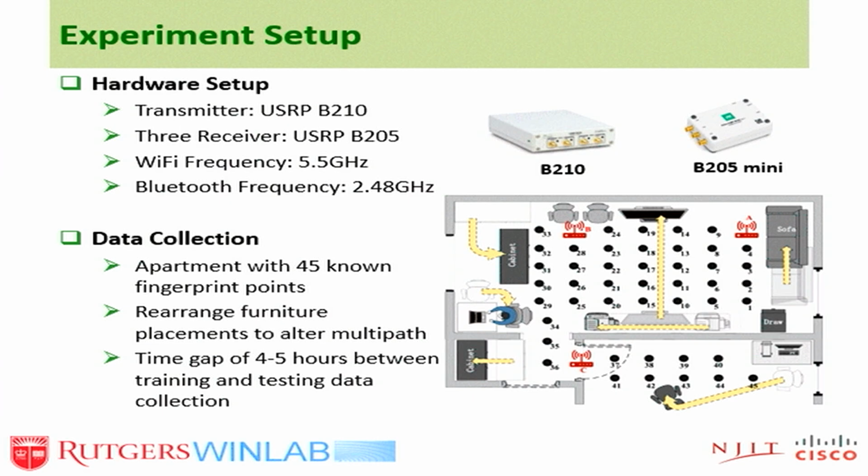Based on such a system, we also need to evaluate its feasibility. Therefore, we conducted experiments using USRP devices, which operated at Wi-Fi and Bluetooth frequencies separately. For data collection, we built a testbed that includes 45 known fingerprinting locations in an apartment. To simulate environmental variations both spatially and temporally, we rearranged the furniture placements to alter the multipath, and ensured enough time gap between the training and testing data collection.